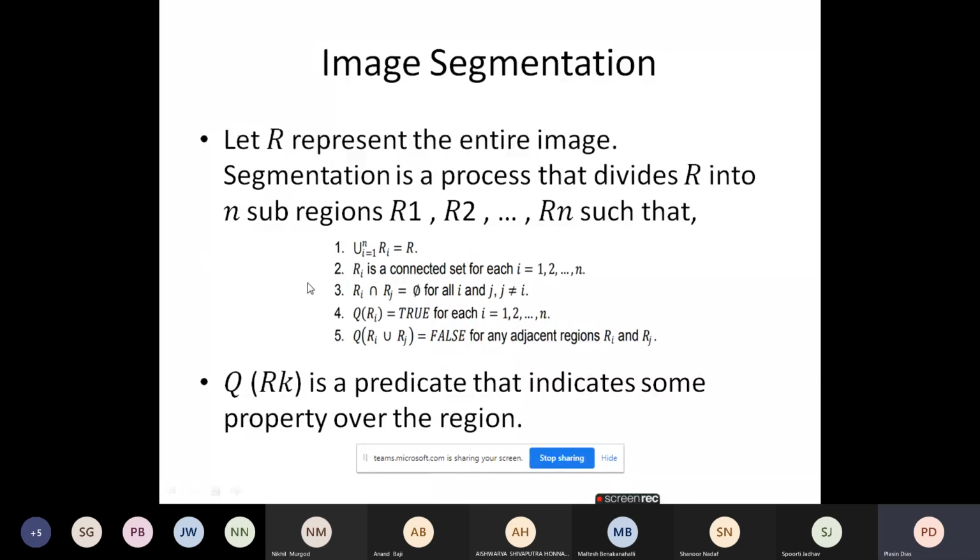A fourth condition for the region wherein we are considering the subset is Q of Ri. Okay, Q of Ri is true. For which value?